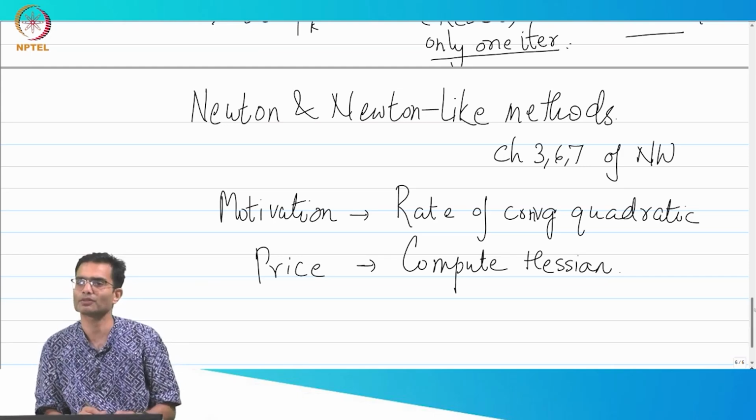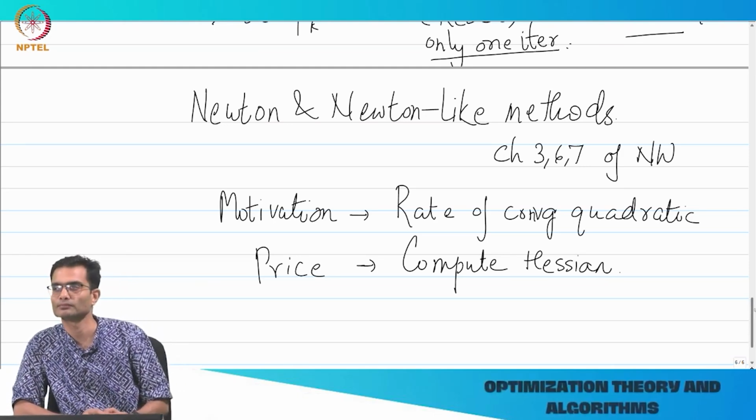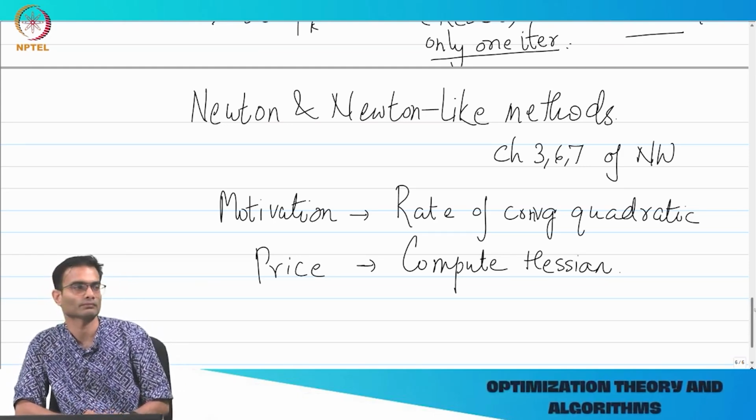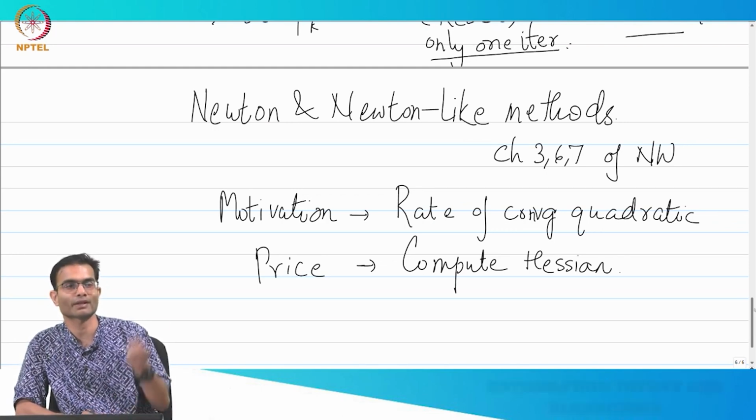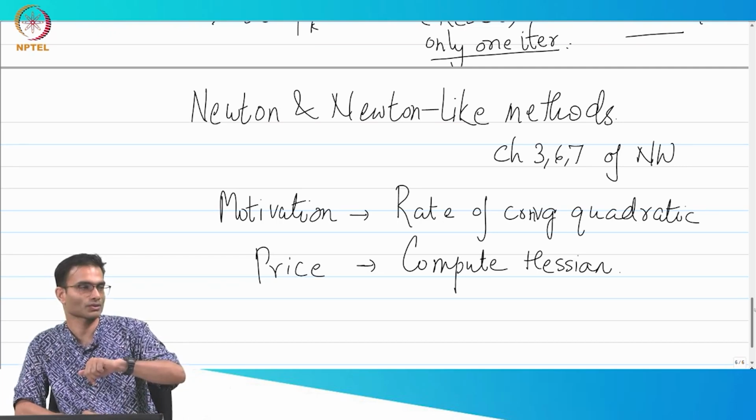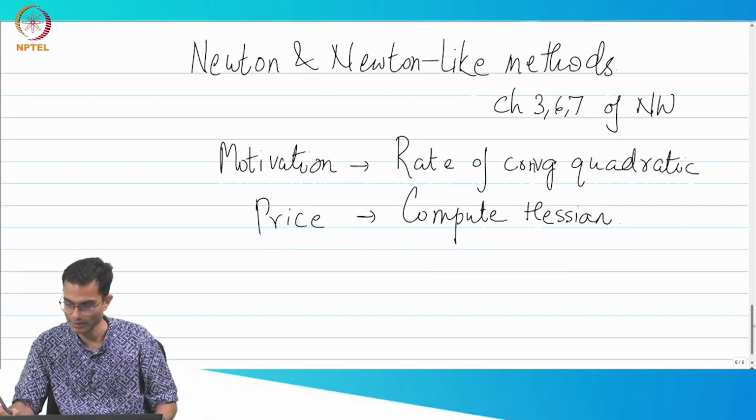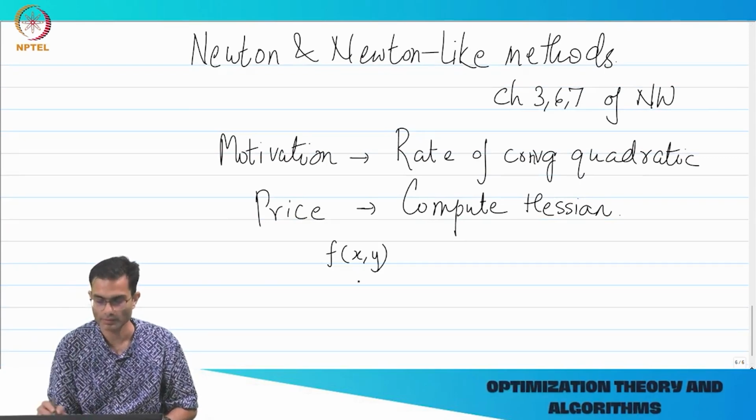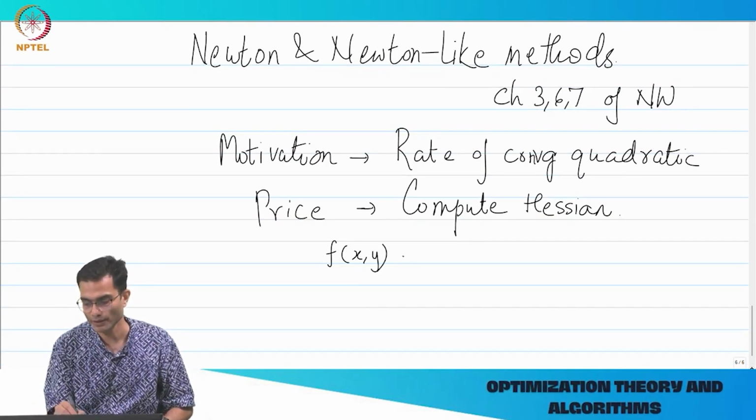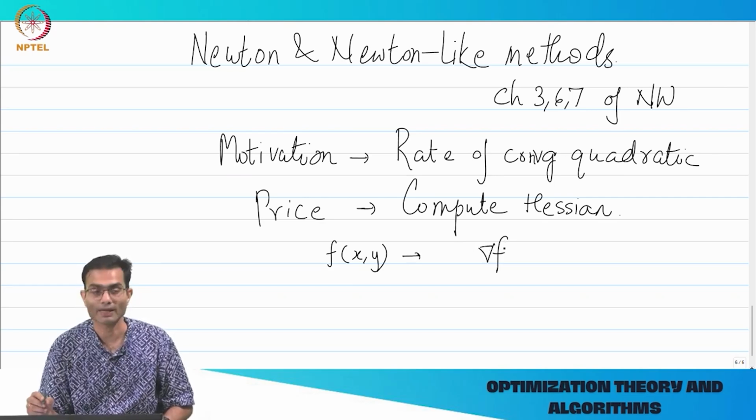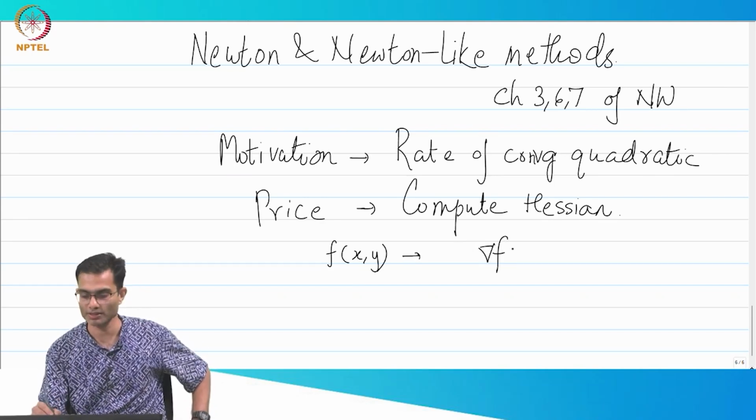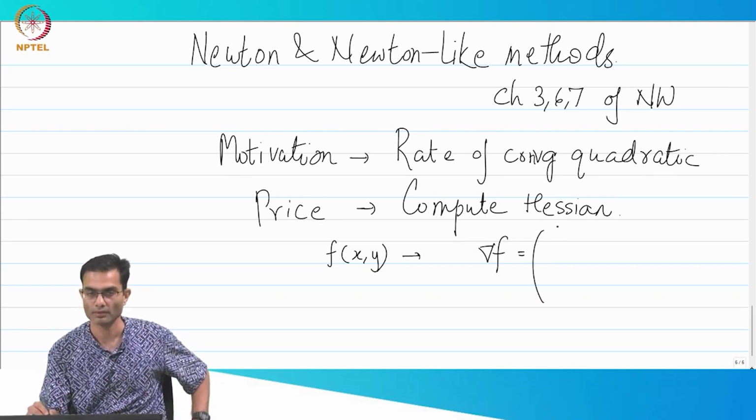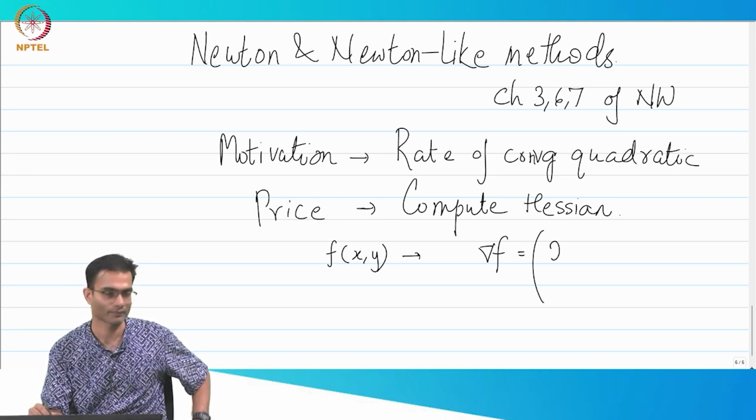Why is it expensive to compute a Hessian? Because I have to find the gradient of gradient in some sense. Let's take a function of x and y. If I do grad f, what is the expression for grad f? df by dx, df by dy.